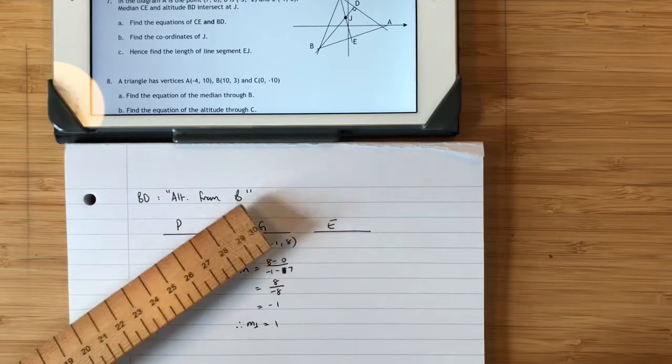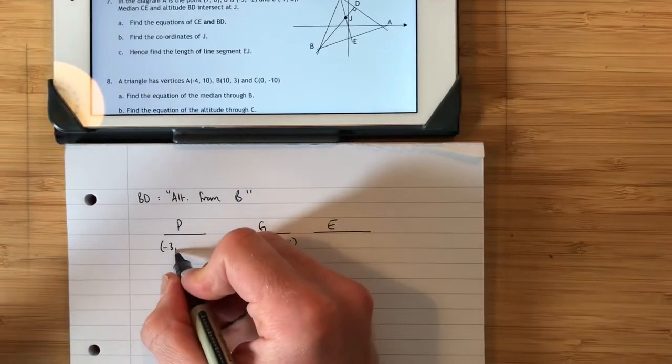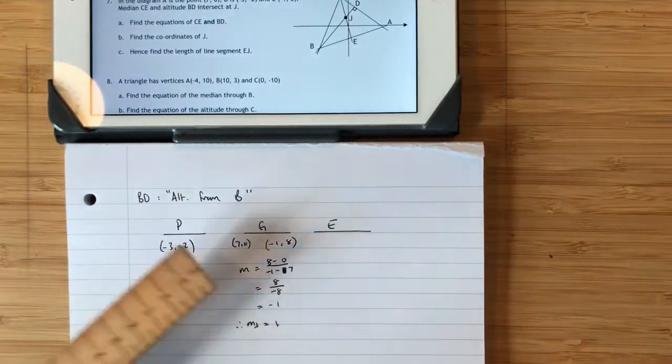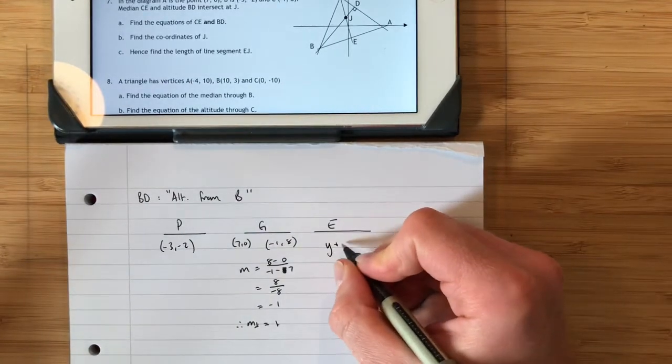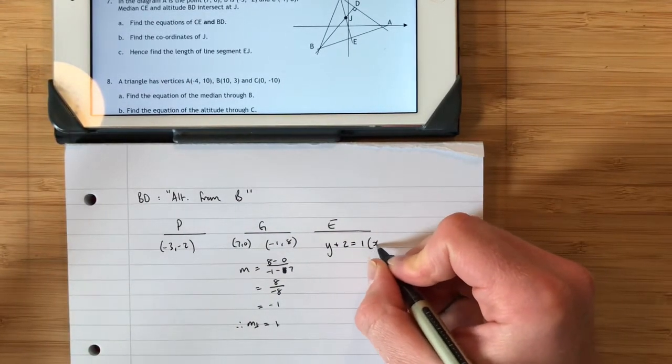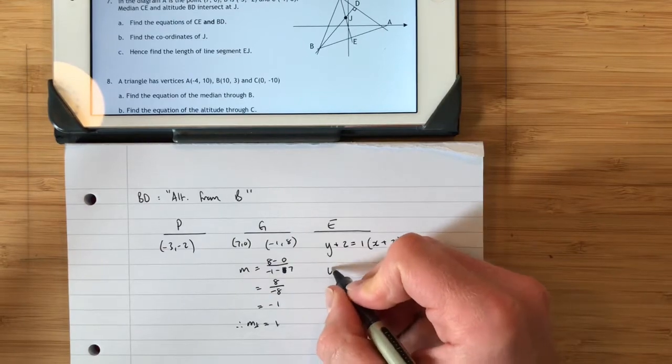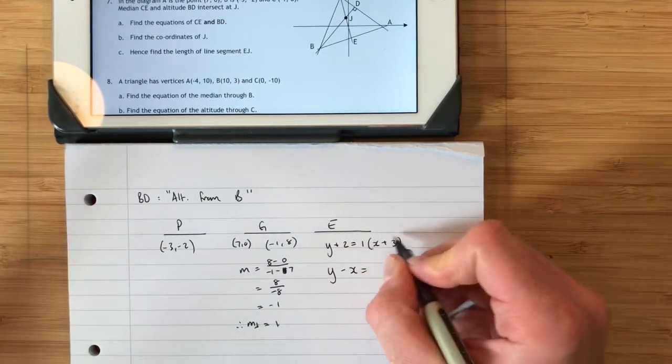Altitude from B, I can just use point B up here, negative 3, negative 2. So there's my gradient, there's my point. Y minus minus 2 is 1, x minus minus 3. This will give me a final equation of y minus x equals 3 minus 2 is 1.